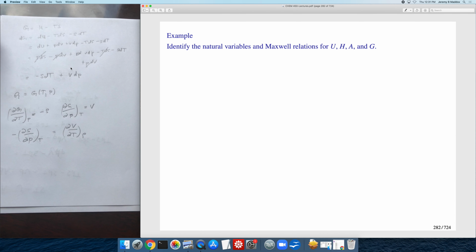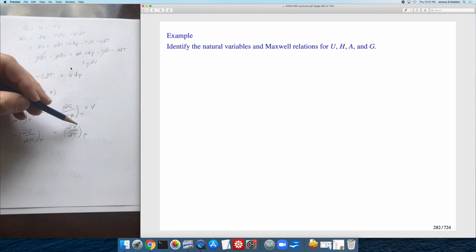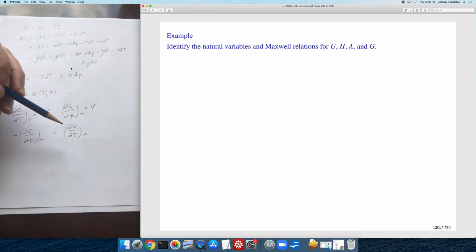Is like that. So this is another useful relationship. You can measure this stuff in lab, this derivative. You measure how volume changes when you change temperature, and then you can relate that to how entropy changes when you change pressure.